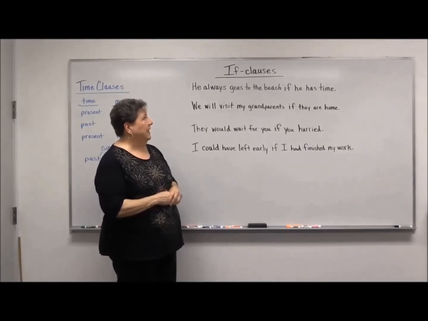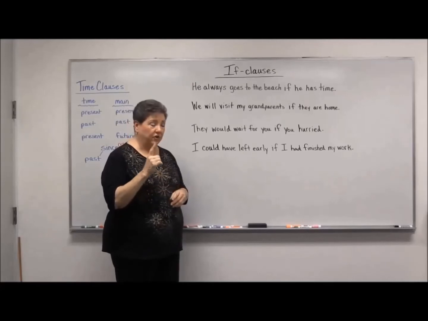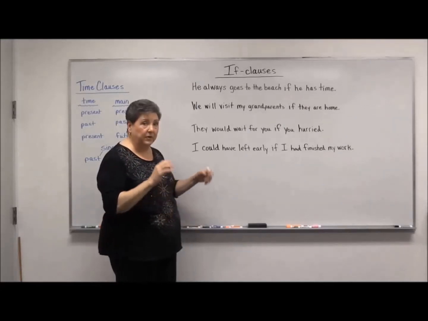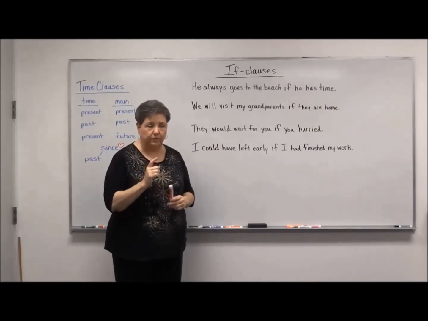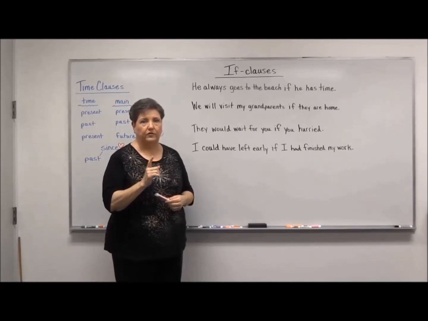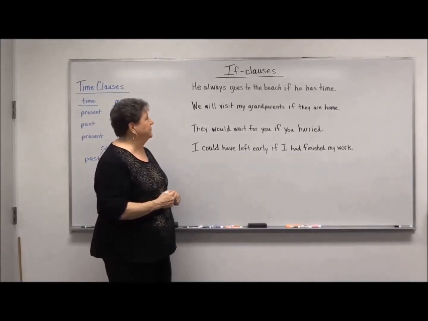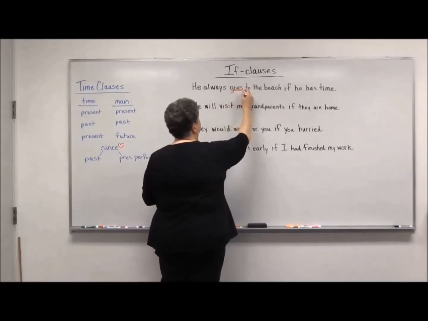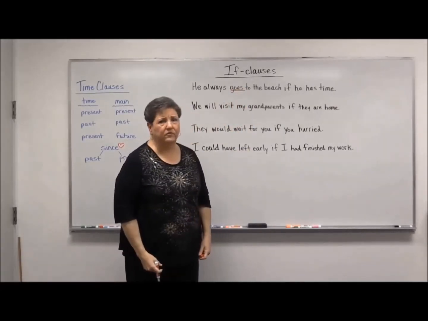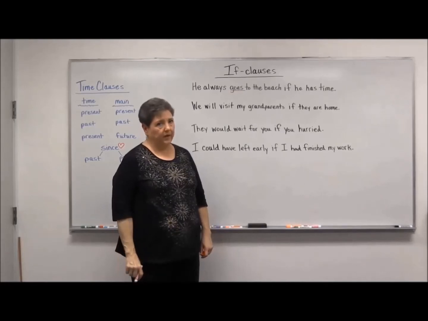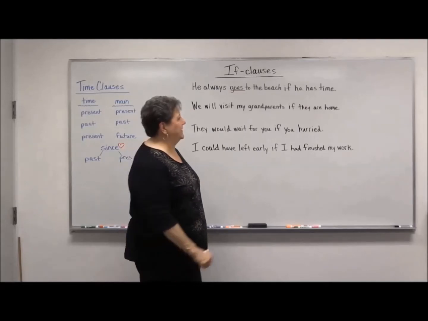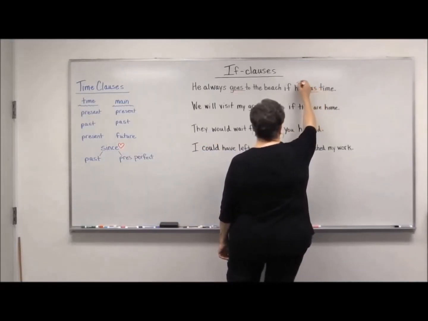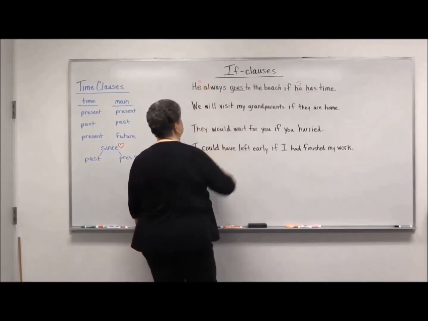First sentence. He always goes to the beach if he has time. I have taught you, always read the sentence completely before you look for anything. And the first thing you look for is the verb, not the subject. Look for the verb first. So what's the first verb you see? Goes. Did you think always was part of the verb? No, always is an adverb. Goes, present tense. Do you see another verb? Has. So here's my subject here, my subject here.